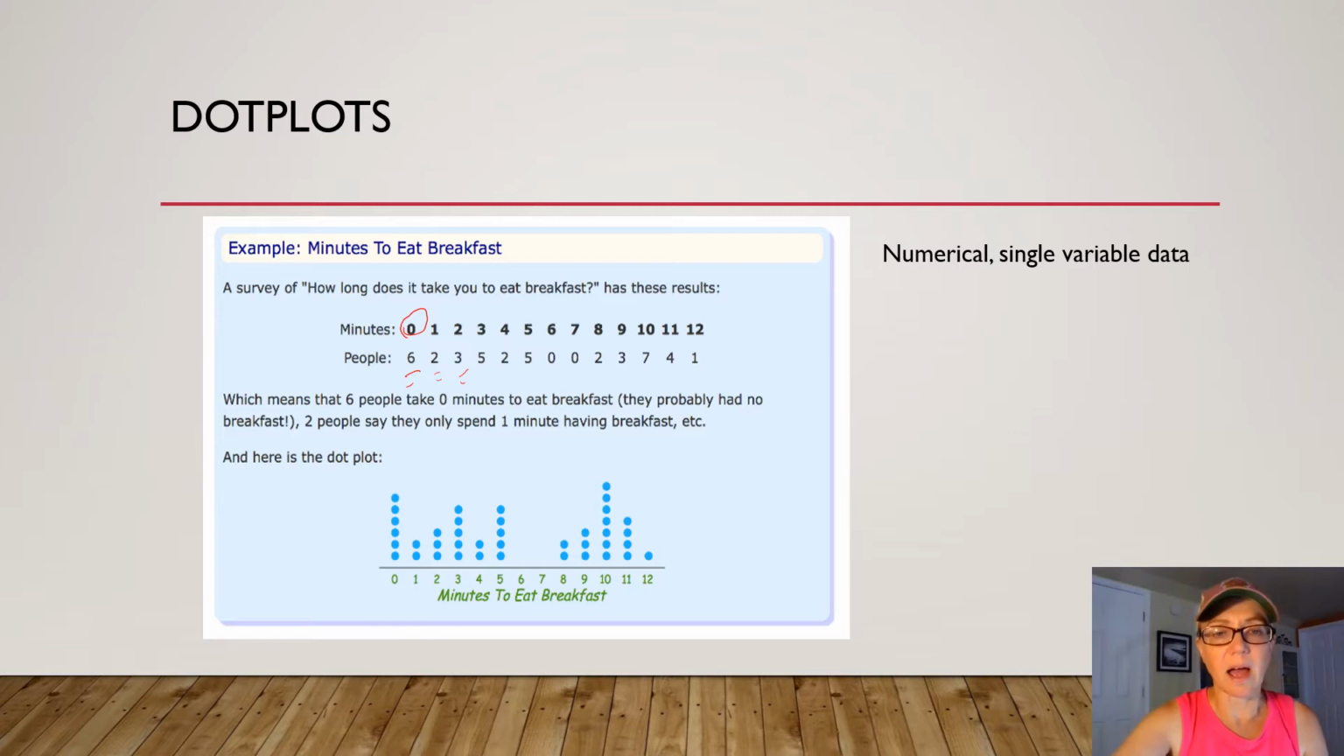So your graph is a list of all the possible values that the minutes could take on. So this is minutes to eat breakfast. And then you put as many dots as you had that response. So we had 6 zeros, so we put 6 dots. We had 2 ones, so we put 2 dots. We had 3 twos, so we put 3 dots, and so on. This is for numerical, single variable data.